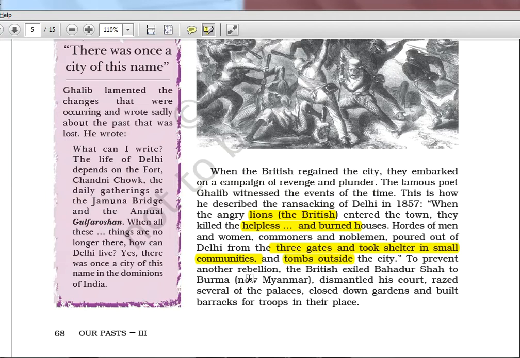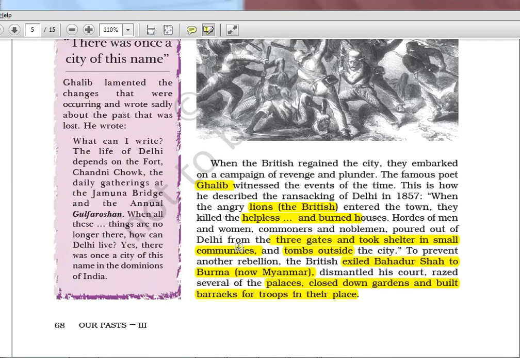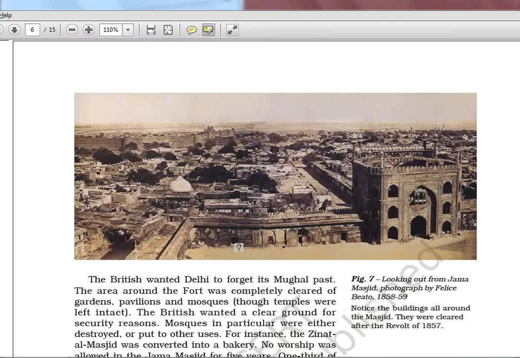To prevent another rebellion, the British exiled Bahadur Shah to Myanmar, I told you, and by 1862 he died there itself in Rangoon. They dismantled his court, razed several of his palaces, closed down gardens, and built barracks for troops in the palace. So Ghalib actually witnessed it, and he is telling the same story again in his own words. That's all. There is no new information here.